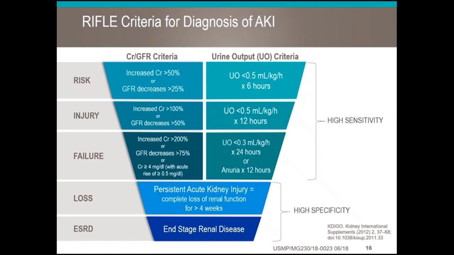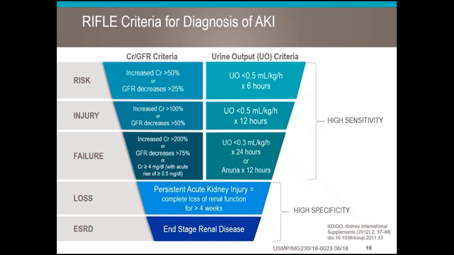The RIFLE criteria has been validated as an accurate predictor of mortality in greater than 500,000 patients. The later the stage, risk, injury, failure, a patient is diagnosed, the higher the predicted mortality rate. The 3 severity grades are defined on the basis of the changes in serum creatinine or urinary output, where the worst of each criterion is used.